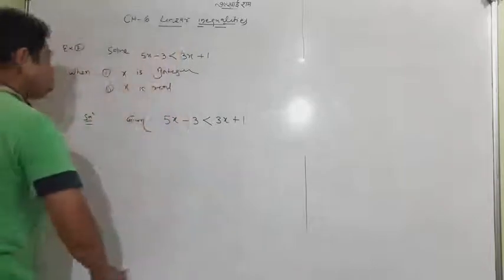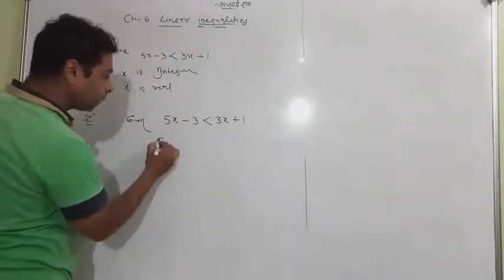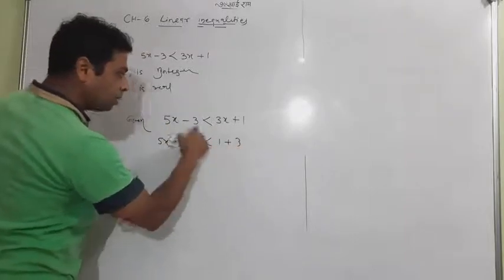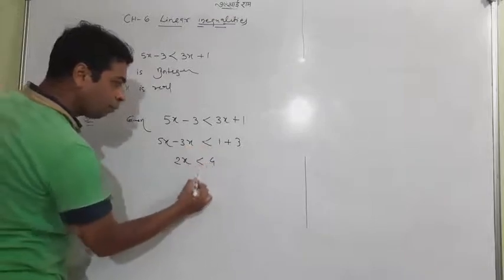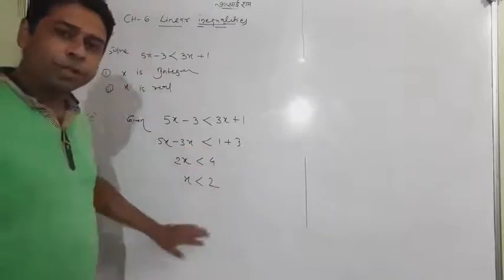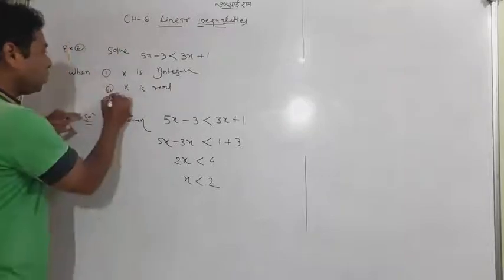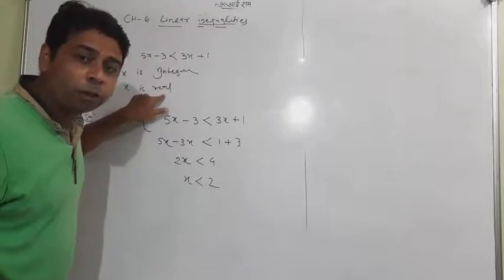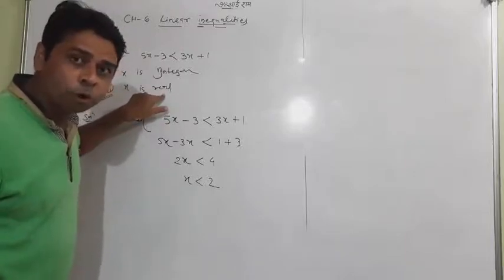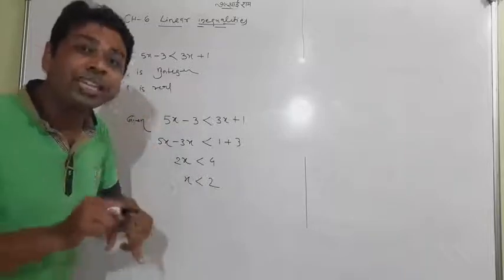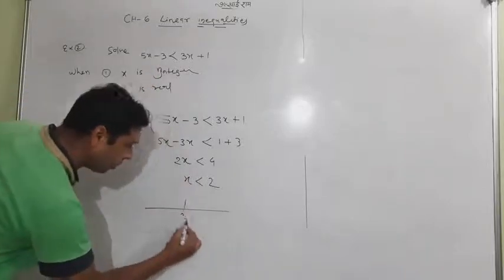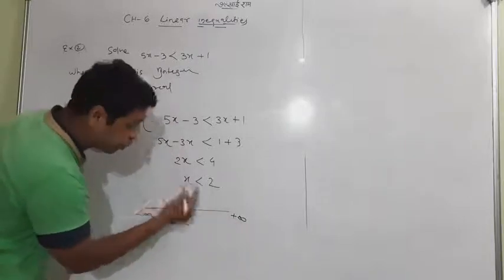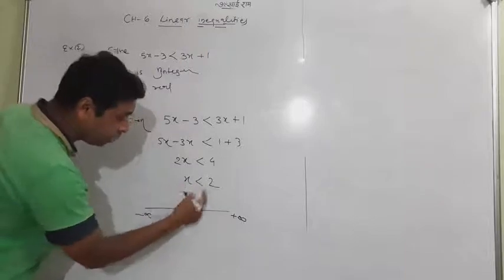So if this question comes in front of you, how will you deal with it? First you transfer 3x to this side, and 1 plus 3 to this side. This is going to be 2x and 4x less than 2. That's very simple. Now the second question, x is a real number. Recently I taught you, whenever you have to represent your answer in real numbers, you give the answer in an interval. This is my 2, this is plus infinity. x is not equal to 2 here, so I'll make an open bubble, x less than 2, meaning this.